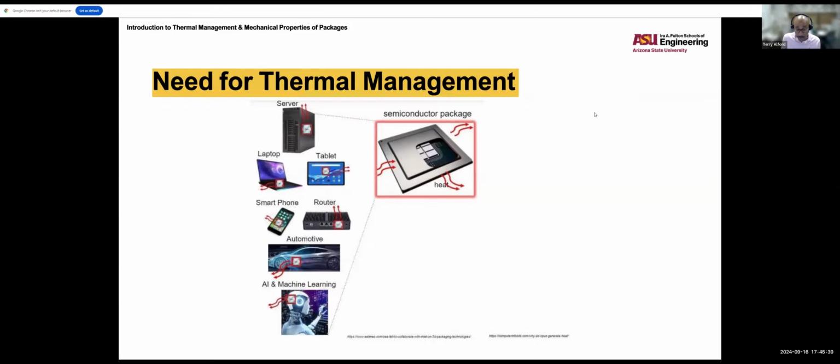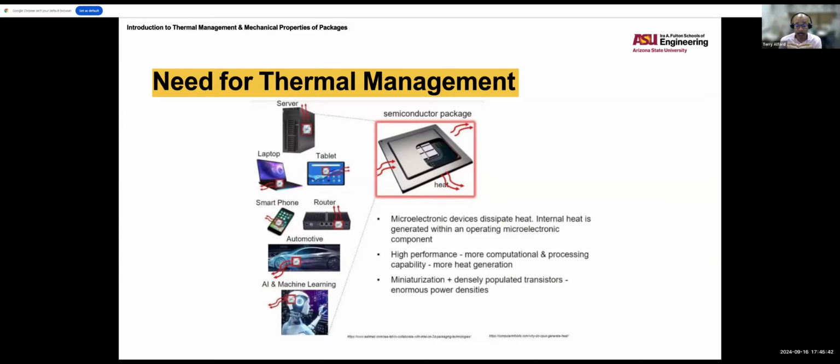So it's going to be very important as we move forward to understand how we can get that heat out in such a way that we don't damage the actual components as we go to higher and higher performance. We want more computational power, more processing capability, more functionality. That means higher transistor density, higher heat generation. And we're going to miniaturize, again, density of the transistors increase, the power and density will increase.